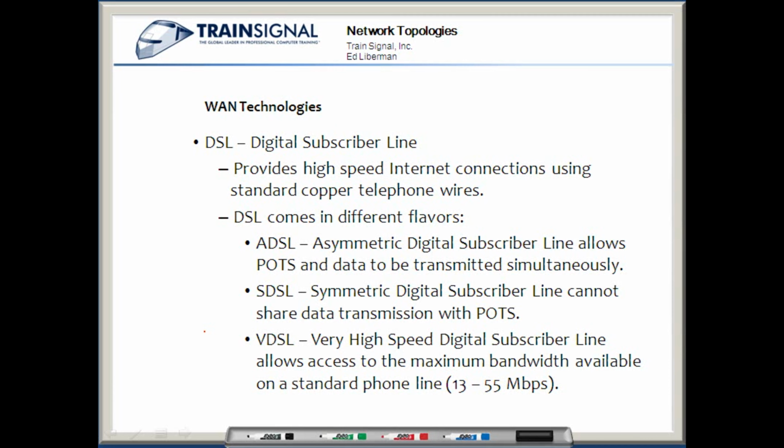And I'll tell you, VDSL is somewhat new, not necessarily heavily used yet, not very well known, but basically it's a technology that allows access to the maximum bandwidth available on your standard copper phone lines, which would be anywhere from 13 to 55 megabits per second, which actually is quite fast relative to your typical ADSL, which is going to be closer to somewhere between 1 and 3 megabits per second.